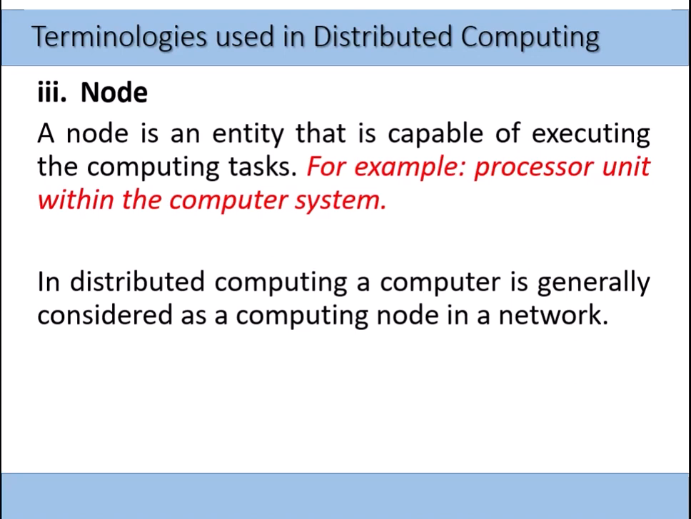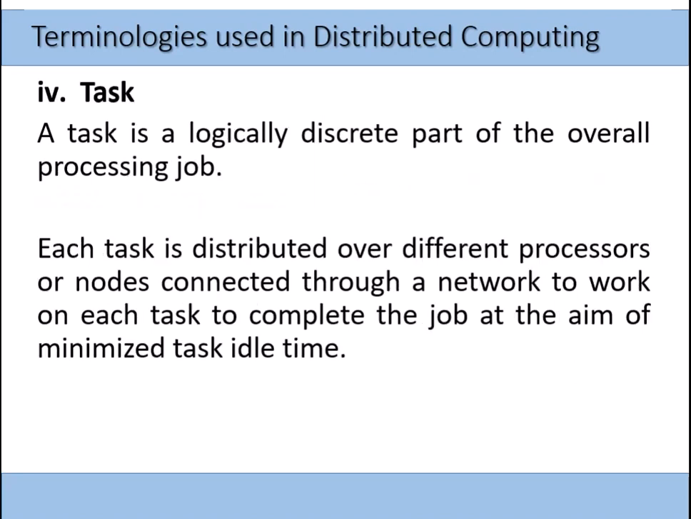Node is an entity that is capable of executing computing tasks. For example, a processor unit within a computer system is an example of a node. Task is a logically discrete part of the overall processing job. Like we take an example from our daily life, an employee's job. So a person is doing one job, for example a teaching job, but inside teaching we are assigned different tasks. Each task is distributed over different processors or nodes connected through a network to work on each task to complete the job, with the aim of minimizing the idle time.